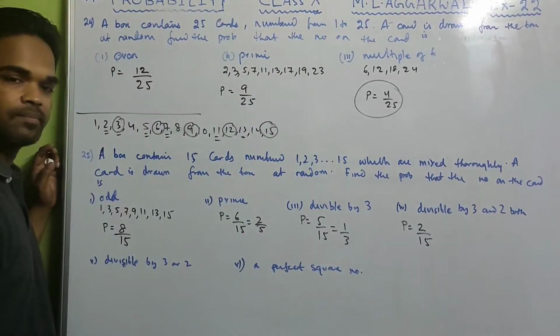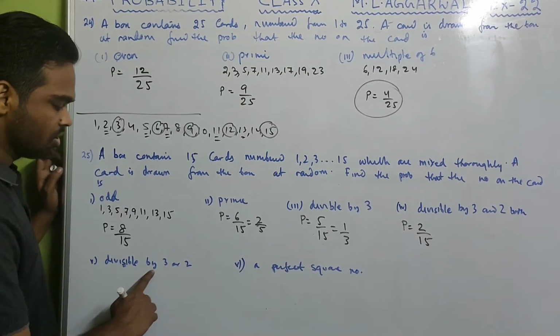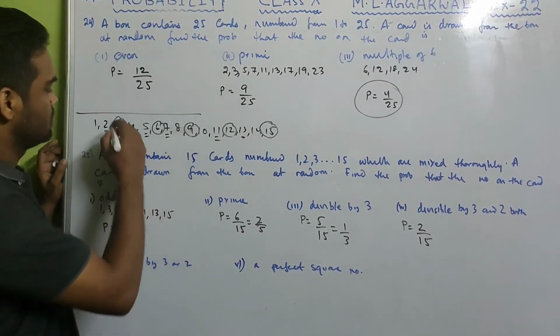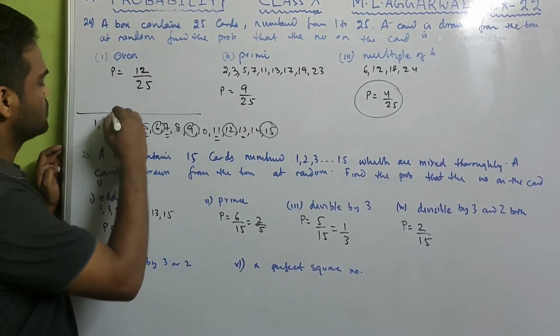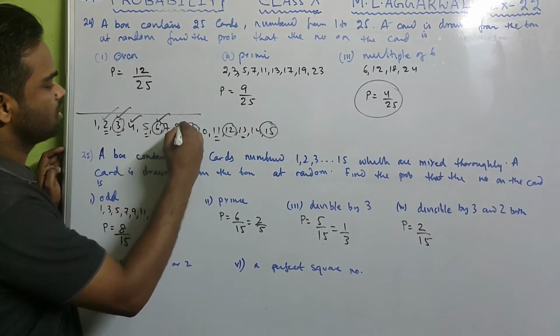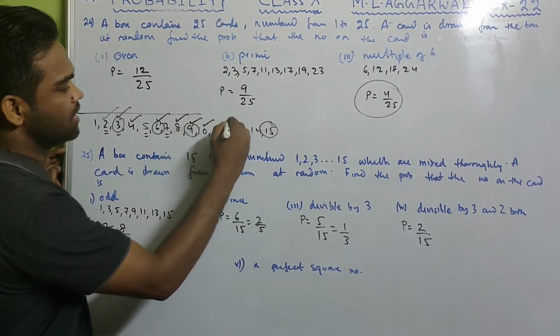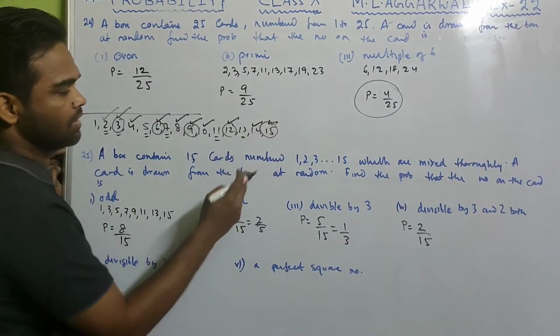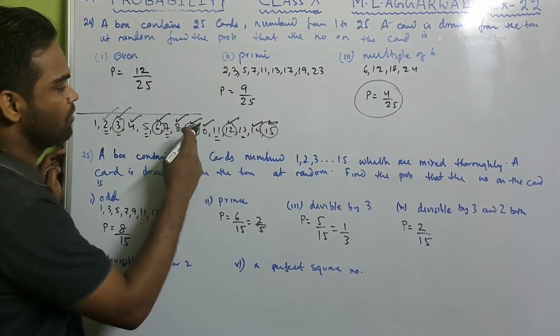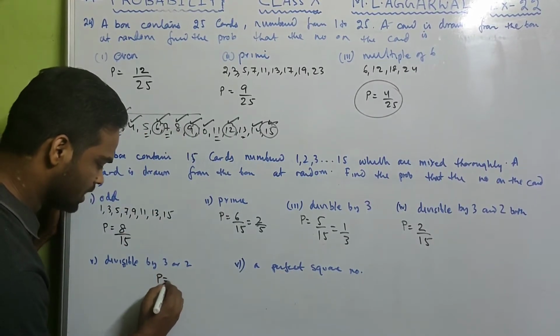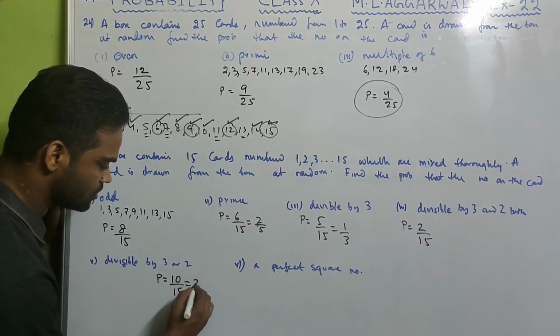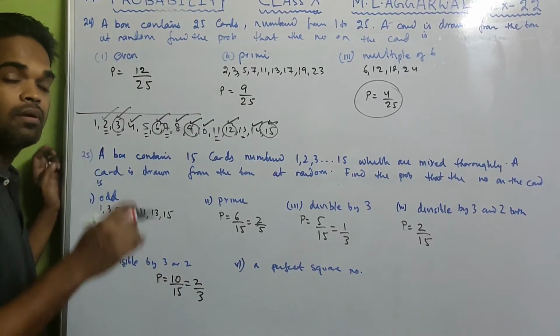So 2 by 15. Divisible by 3 or 2, which means we can divide either by 2 or 3. So 2, 3, 4, 6, 8, 9, 10, 12, 14, 15. How many? 1, 2, 3, 4, 5, 6, 7, 8, 9, 10. So there are 10 numbers out of 15. That's 2 by 3. Done.